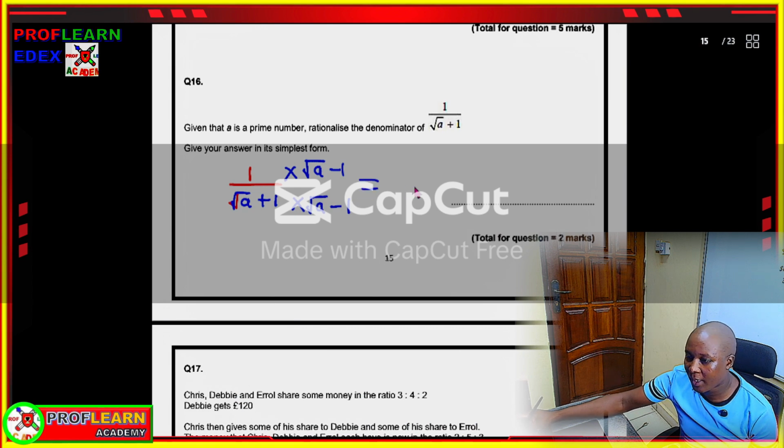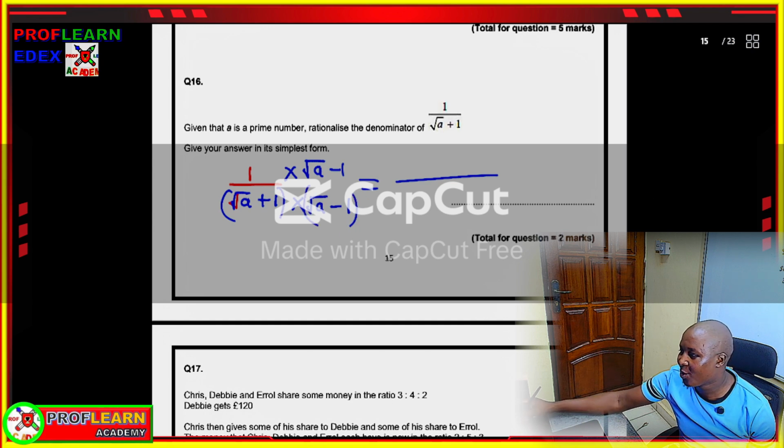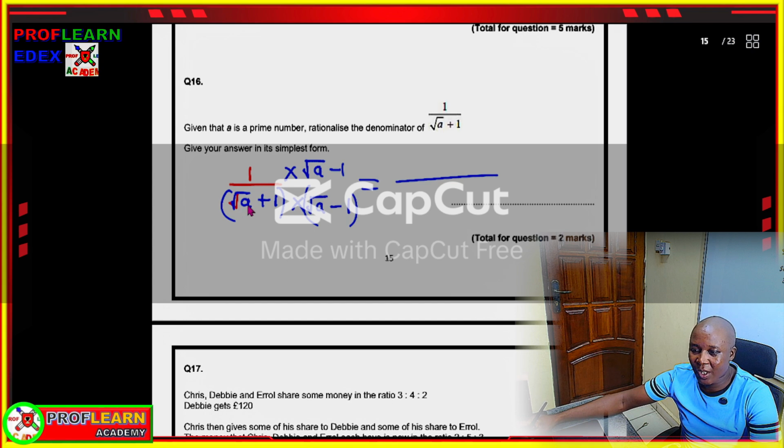So if we multiply this and this, let me just tell you the shortcut. Anytime you have gotten the conjugate, square the numbers that you have here. Squaring the square root, you are going to get a, minus the square of the number that you have there, which is 1. Square the two numbers, subtract them. So squaring 1, you get 1. Squaring root a, you get a. So you are going to have a minus 1.